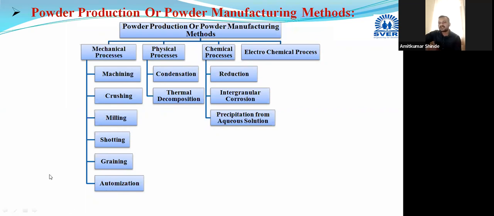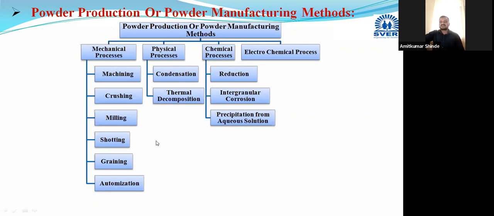If the melting point is above 1500 degrees Celsius, then we have to go for the remaining three methods, or other methods like physical and chemical processes can be used. This is the limitation of these three methods: shooting, graining, and atomization. What is the advantage? It will provide spherical shaped powder particles, and one more advantage is the rate is very fast. Material removal rate or production rate is very high.